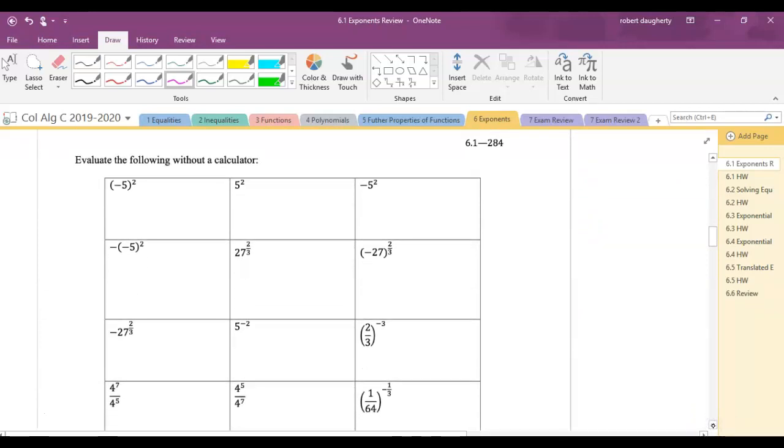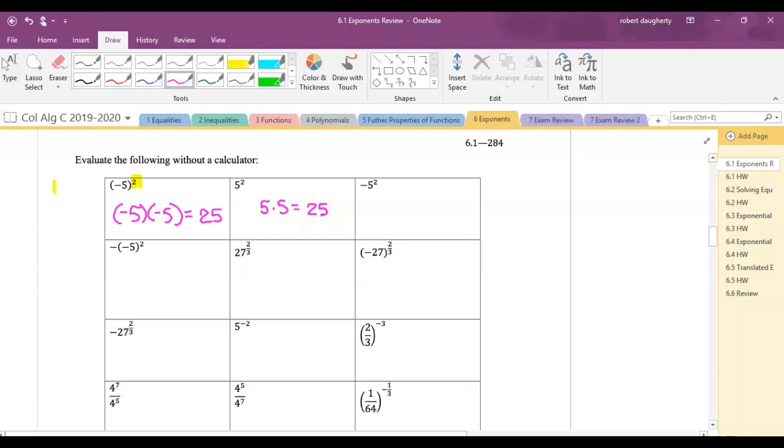So negative 5 in parentheses squared. If I look at this exponent, the exponent is a 2. It applies to what is immediate to the left. Immediate to the left of that exponent is parentheses negative 5. So what is being squared here? This is negative 5 being multiplied by negative 5. This answer is 25. And the next one, what is immediately to the left of the exponent is a 5. So this is 5 times 5, which is 25.